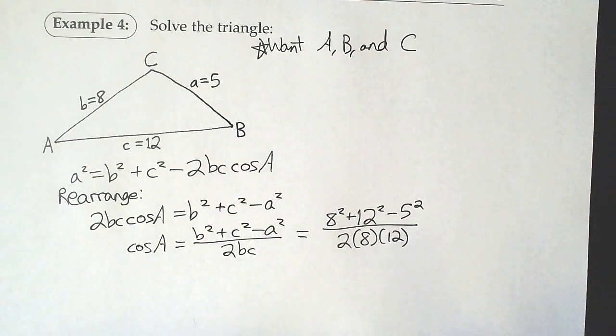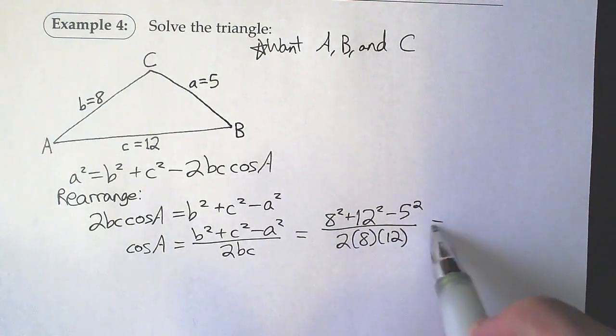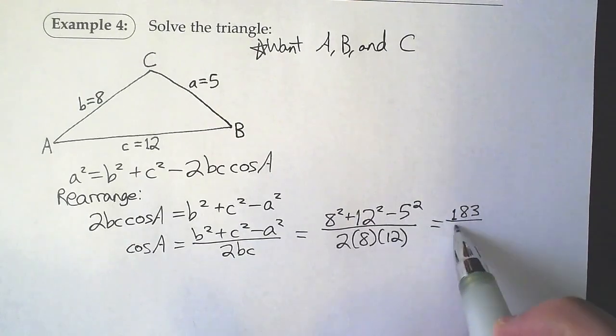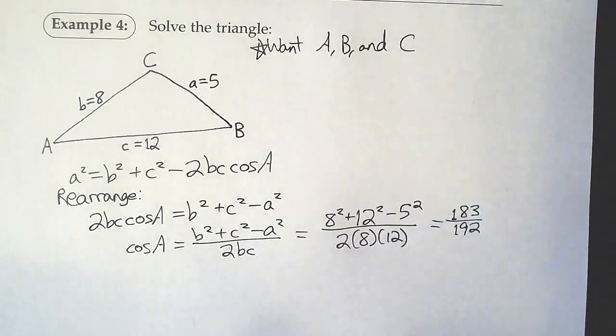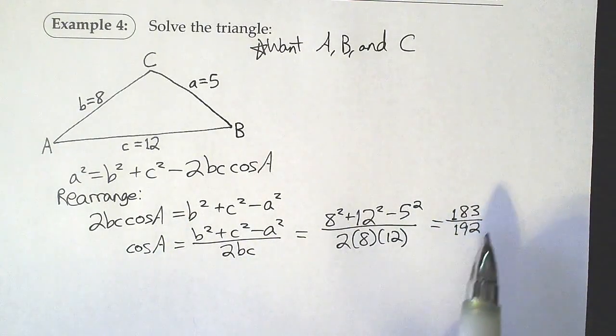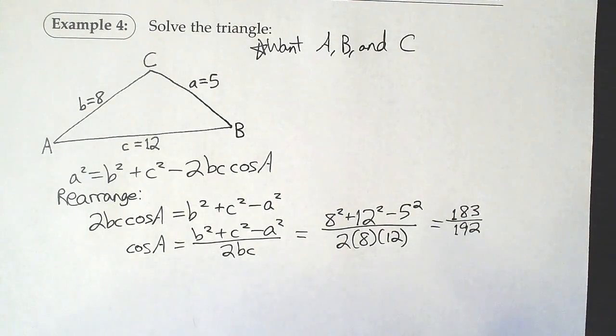Well, you can do a little scratch work off to the side if you need to. I wound up finding that this is 183 over 192. Kind of a weird fraction. So cosine of A is this fraction. That's definitely not one of our common angles.